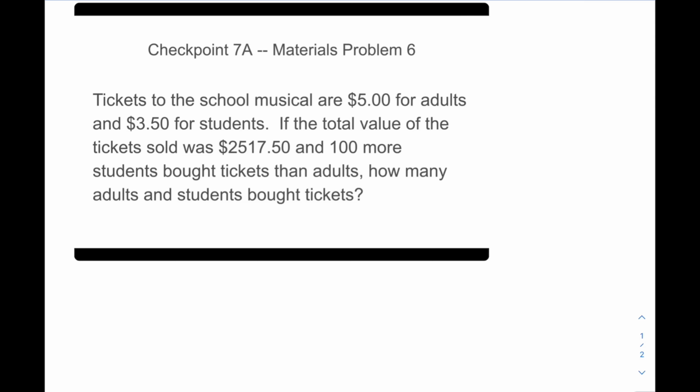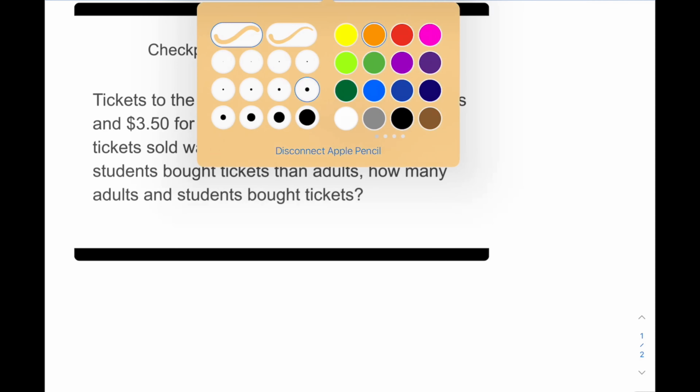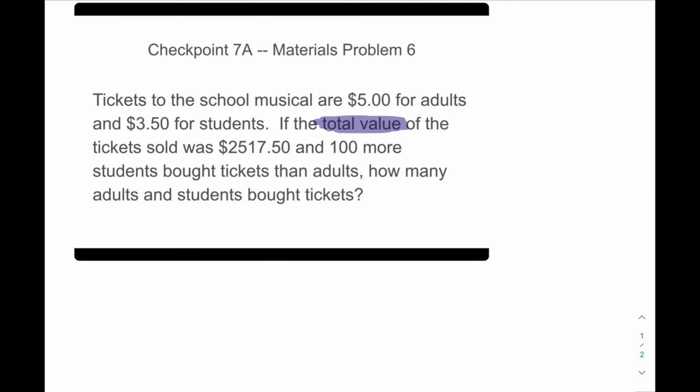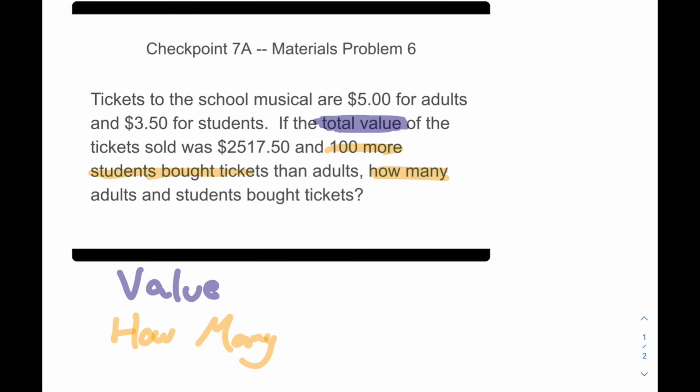So in this problem, for example, a careful reading tells us that we have information about the total value of the tickets, and we have information about how many tickets were sold. We can see information here about how many tickets were sold. So we're going to need an equation for how many, and we're going to need an equation for the value of the tickets. So let's tackle value first.